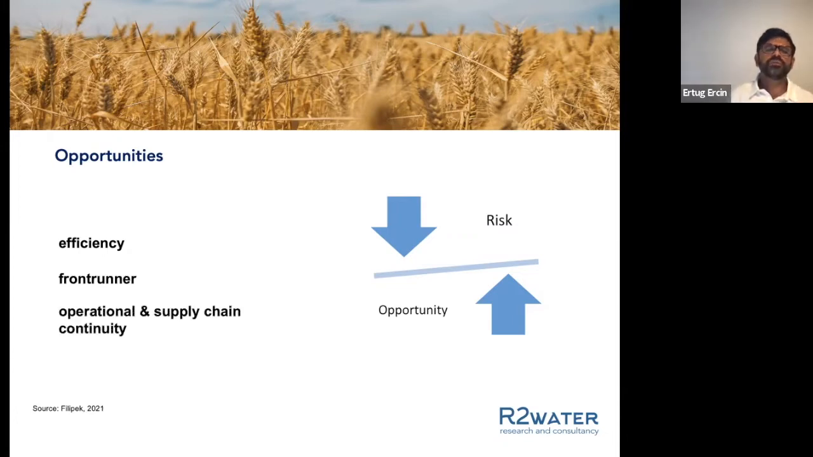And of course, from a continuity perspective, operational supply chain continuity, if you are more efficient, more water productive, and if your suppliers are more productive, using less water, more sustainable, then it means your production, supply chain and raw materials are much better protected. Of course, brand image is everything. It's like being a front runner, and brand image comes hand in hand.